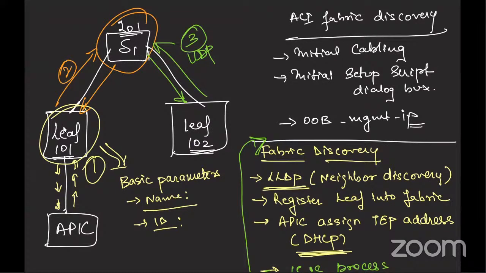So whatever is between your leaf and spine, that's going to be automatically discovered.